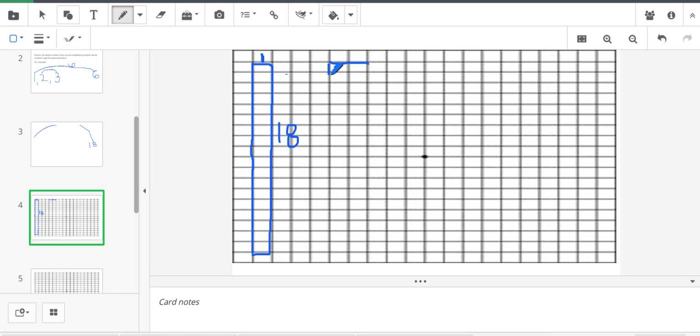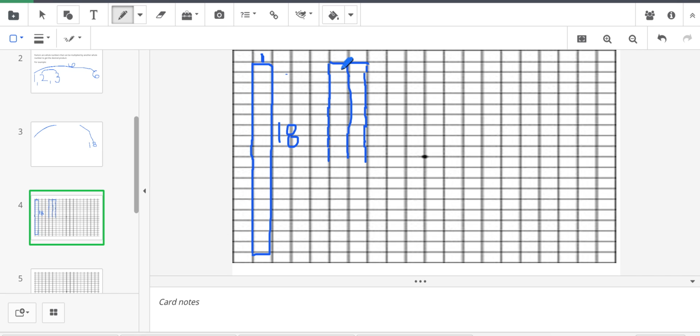So I have 1 right here. I keep counting: 2, 3, 4, 5, 6. All right, I'm going to quickly count how many squares I have. 1, 2, 3, 4, 5, 6, 7, 8, 9, 10, 11, 12. Not quite at 18, so I'm going to keep going. 13, 14, 15, 16, 17, 18. I'm going to try again.